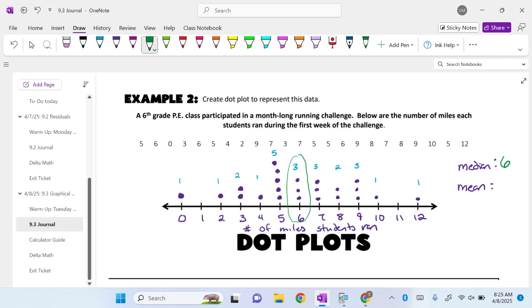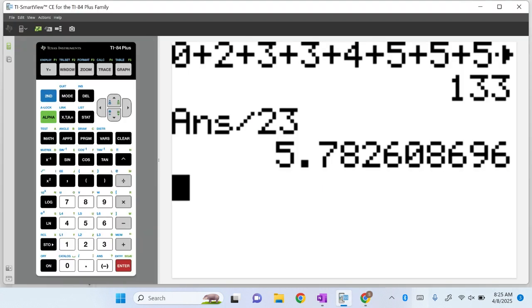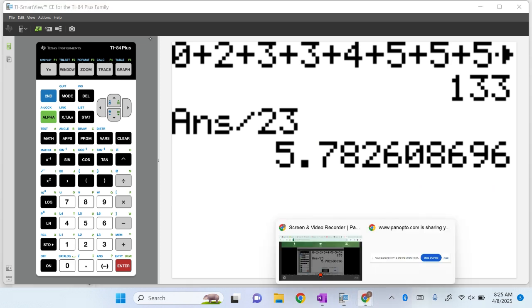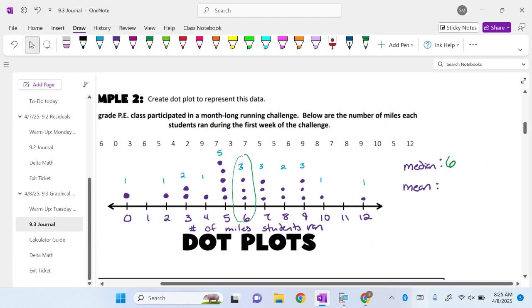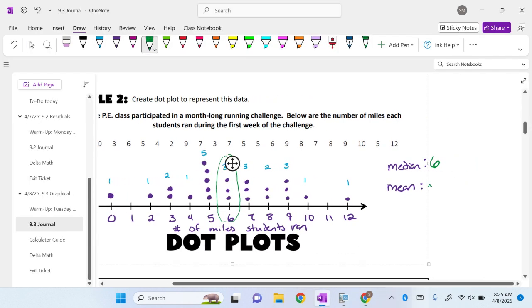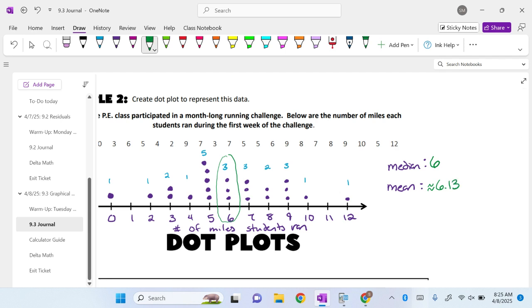So it's a 6.13, or I would say 5.78. So 6.13, 5.78, but on my key it says 6.13. So I'm assuming that's what I got. So our mean is approximately 6.13. So the students on average ran about 6.13 miles a week.